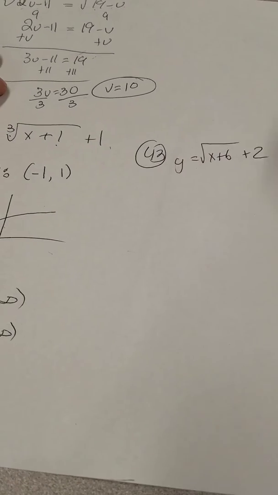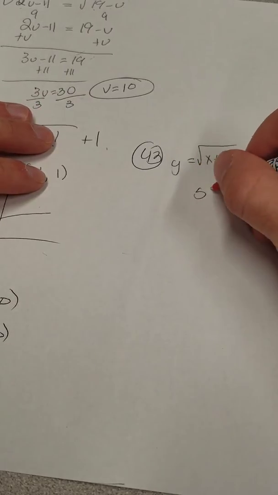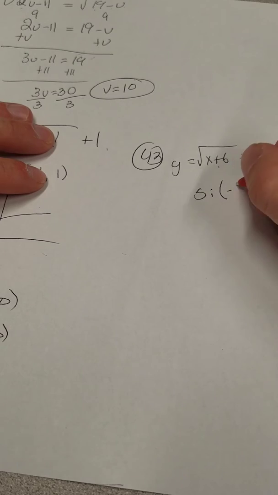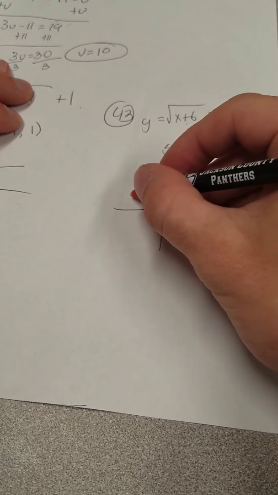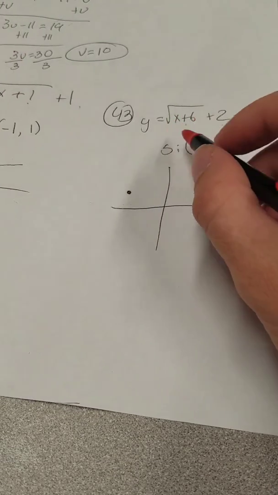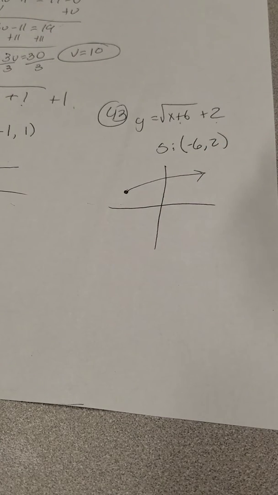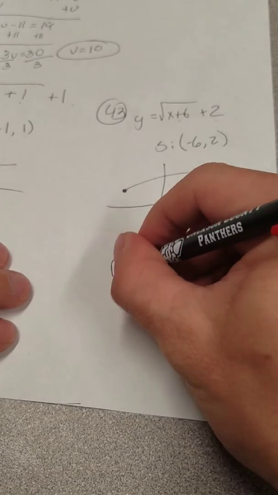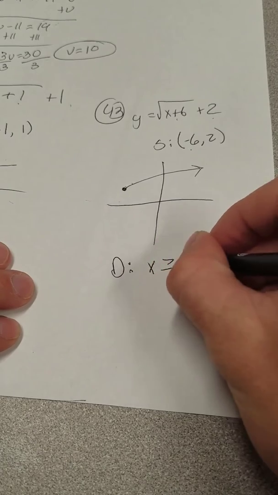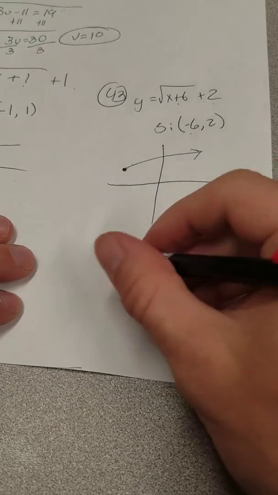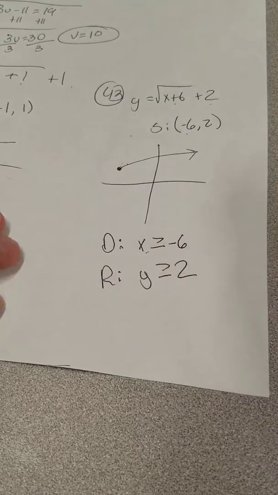Okay? 43, a little bit different. But we started off the same way. This time, it is not cubic. It's just a square root function. So our starting point, opposite inside, keep the outside: -6, 2. Look at your graph, -6, +2. A square root function does not go in both directions. It actually just goes in one direction, like that. Now, your domain, everything to the right of -6. So you might see it like that. X is greater than -6. Your range, everything above 2. So y has to be greater than 2.